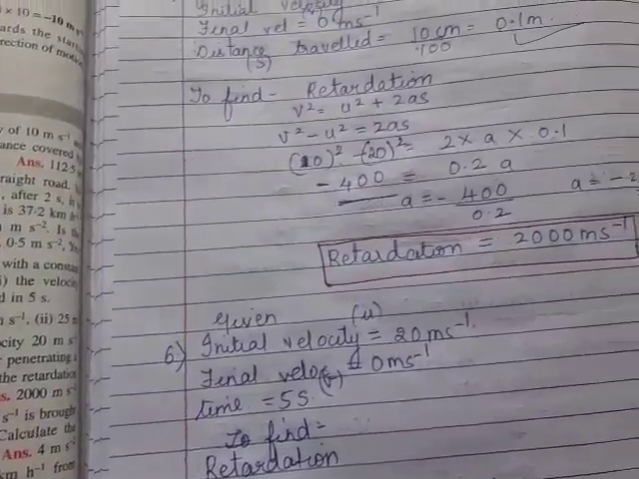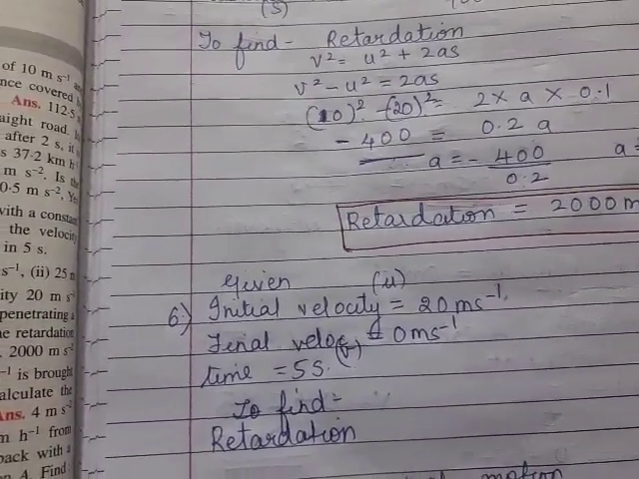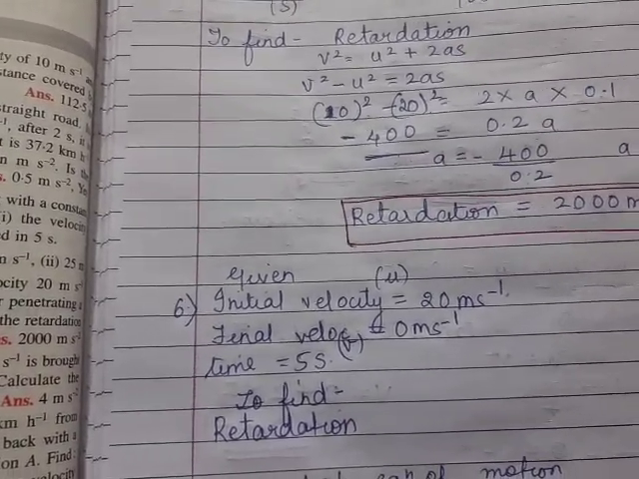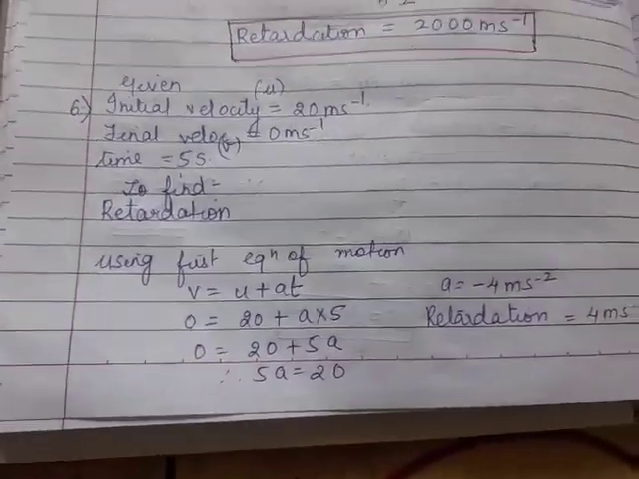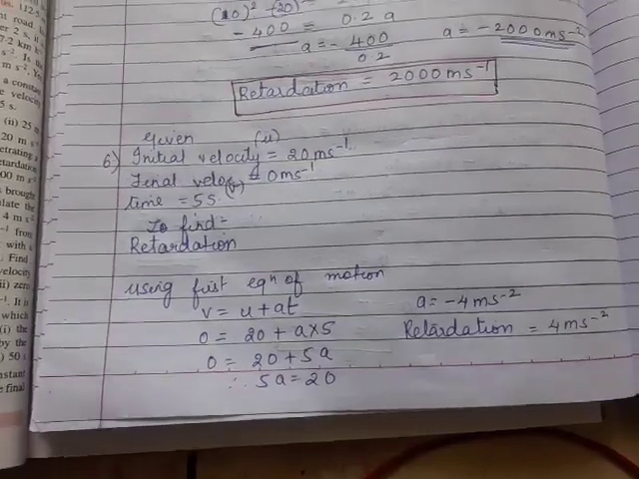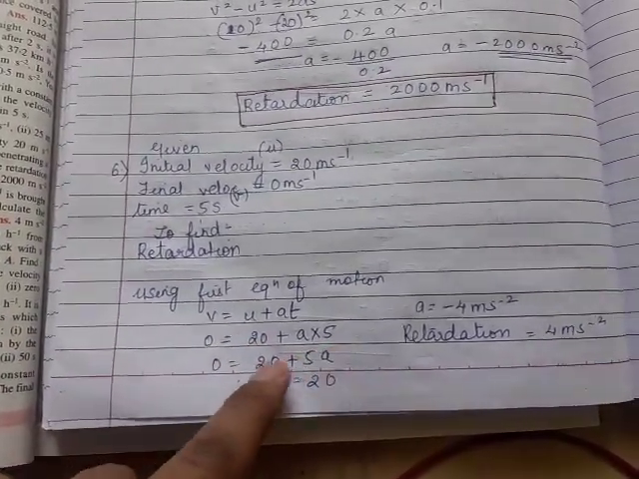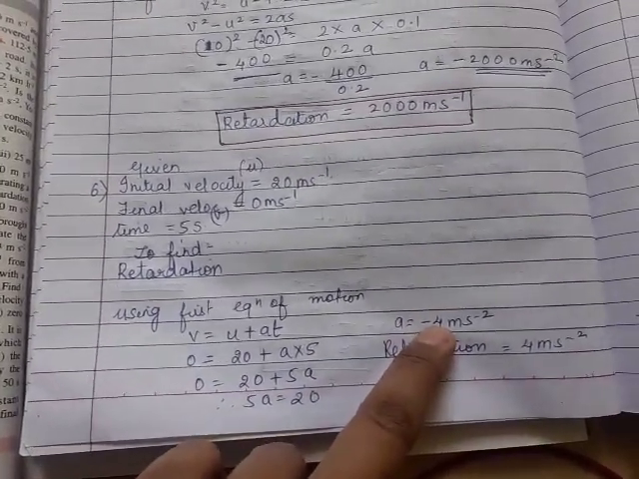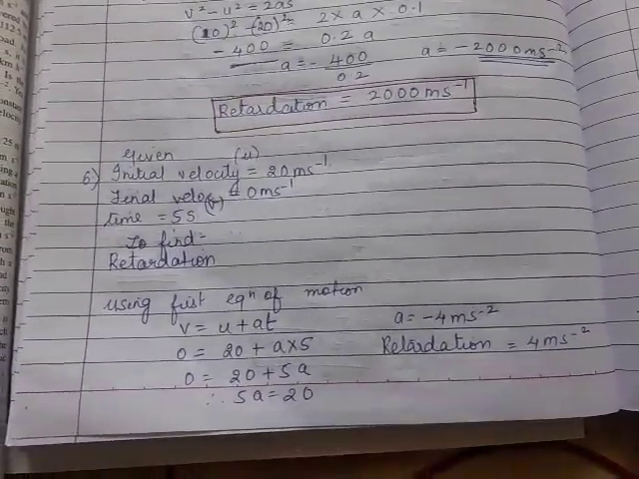Now first, what is given over here? Initial velocity is given, which is 20 meter per second. Final velocity is given as 0 meter per second because the train is moving with the velocity and coming to rest. And time is 5 seconds. So here you have to calculate retardation. Very easy. You can use v equal to u plus at. V, you know the final velocity as 0, initial velocity 20 plus a into 5. So the answer comes as a equal to minus 4 meter per second square and the retardation is 4 meter per second square. So this is an easy one.